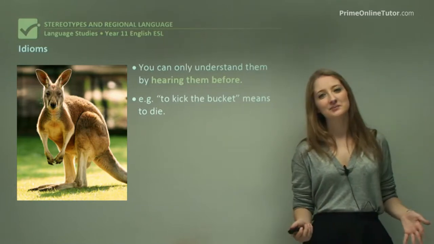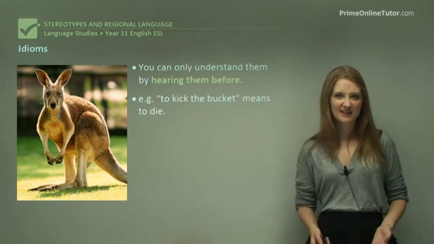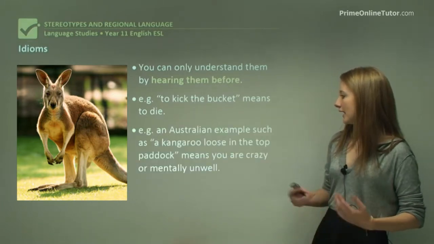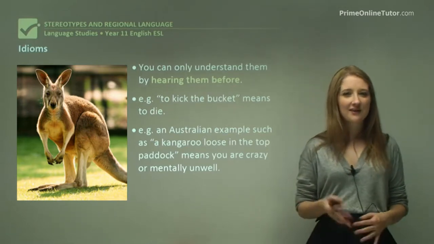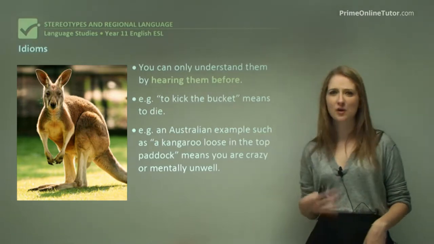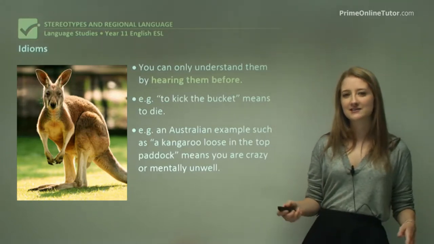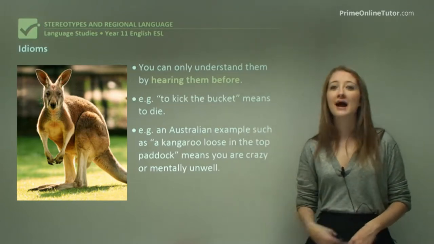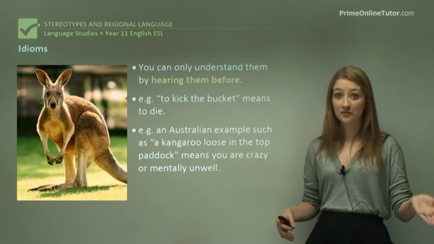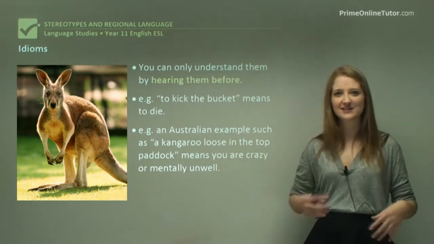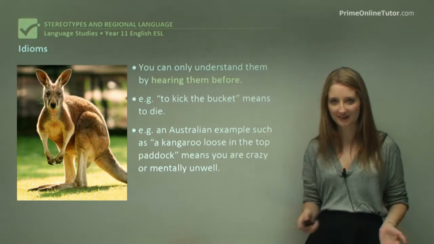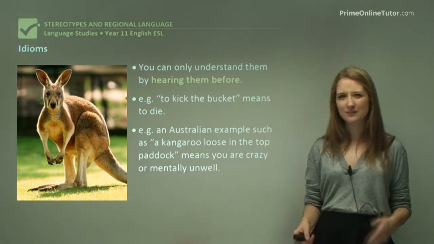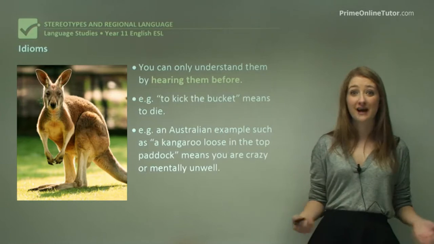So examples like to kick the bucket means to die. If you hadn't heard that before, that would make very little sense. A kangaroo loose in the top paddock. Now, that phrase basically means that someone is crazy or mentally unwell, because it stems from the idea that a kangaroo might be loose in a farmer's paddock, which is up the top, running around and causing havoc. And it's comparing the farmer's top paddock to your head. So you're a bit crazy and thoughts are whirling inside of you and who knows what's going on. So we see that examples of idioms are things that you might not necessarily be able to work out unless you understand the history of how that phrase developed.